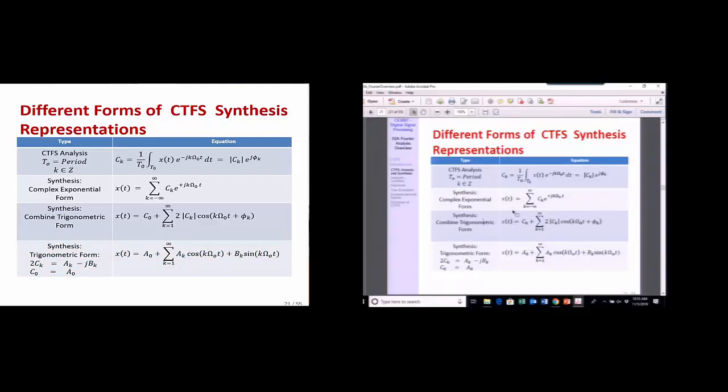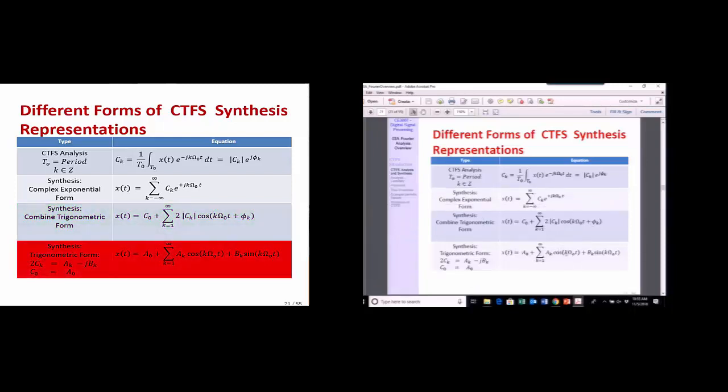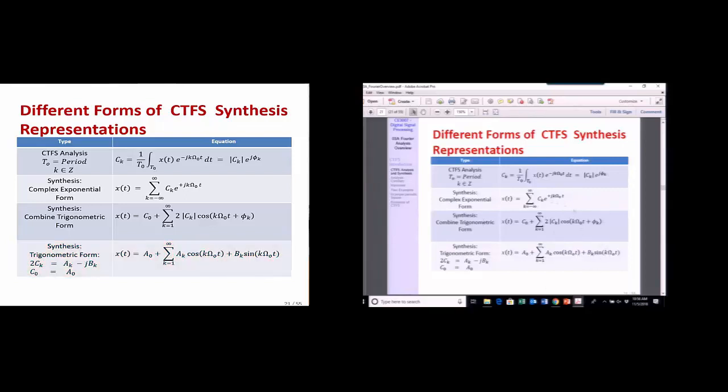So these three equations, x of t generated using the sum of complex exponentials, versus x of t using the sum of cosines with phase shift, or x of t using the sum of cosine without phase shift and sine without phase shift, they are the same. The difference is in the magnitude and phase used, but there is a relationship between them, and this shows you the relationship between the c k to a k and b k, as well as the c k with respect to the magnitude and the phase.